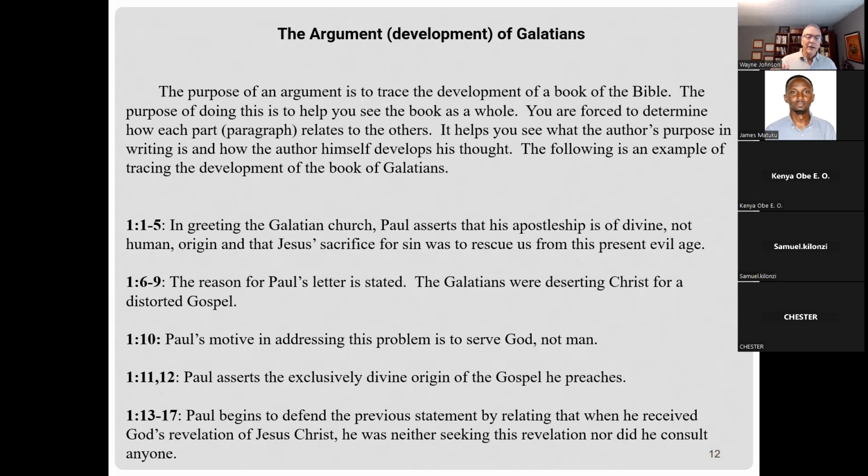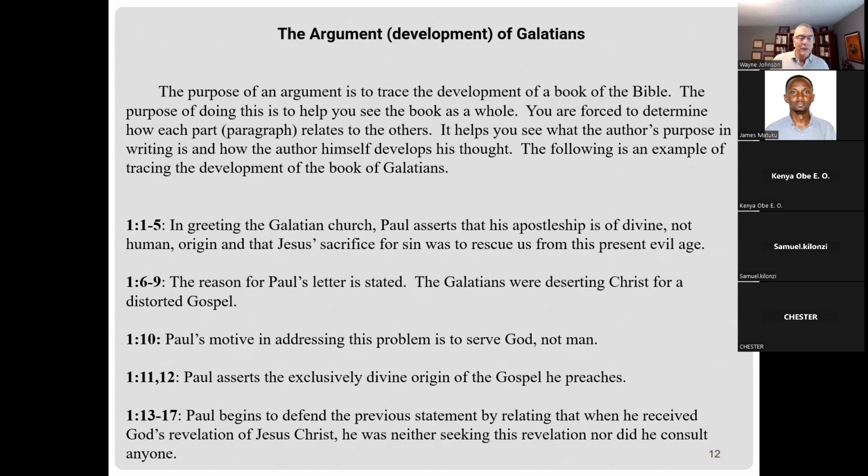So you notice that I try to use certain words that indicate what's happening in that paragraph. So the second one, I state the reason for Paul's letter, in my judgment at this point. Here, it's the motive. And we're going to get some insight into the motive. And this begins to string the flow of thought as Paul moves through.